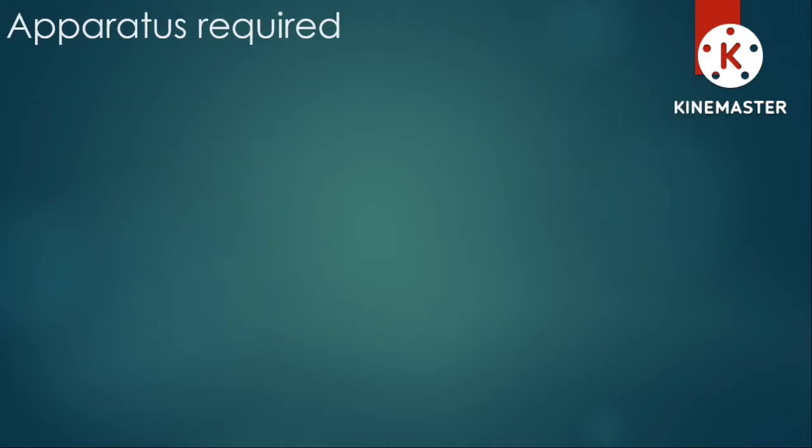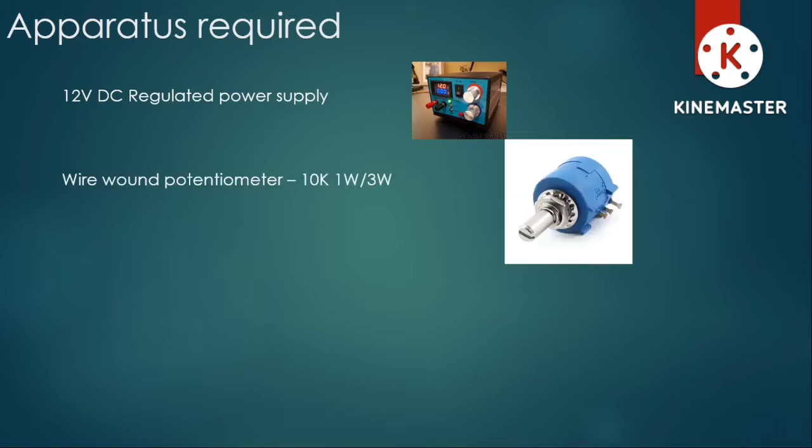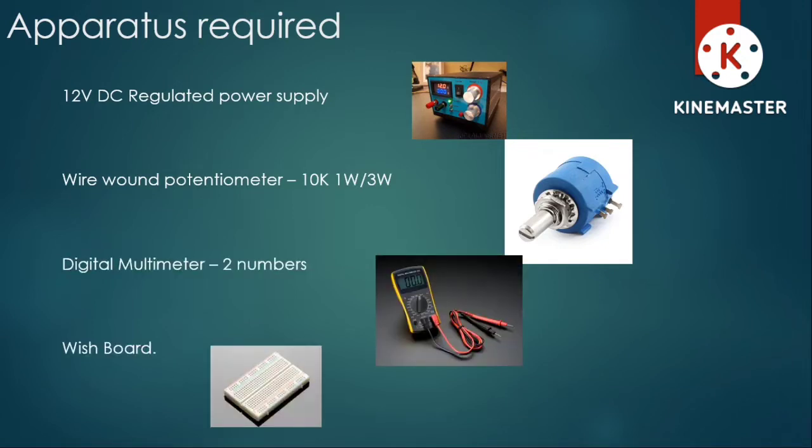Now let us talk about the apparatus required. We would require a 12 volt DC regulated power supply. And then we would require an R1 potentiometer. Here we are using 10 kilo ohms, 1 watt. Then we will be using 2 meters, one used as voltmeter and another as ammeter, and a breadboard.